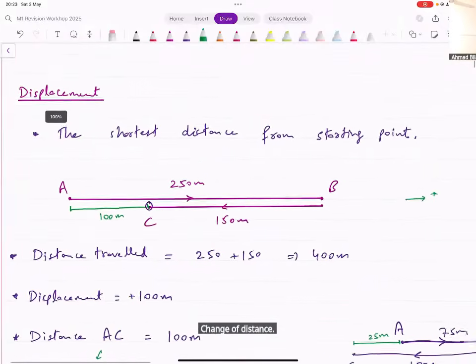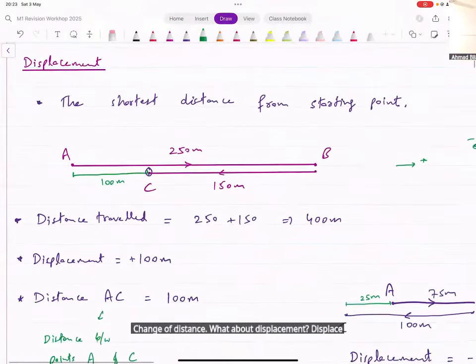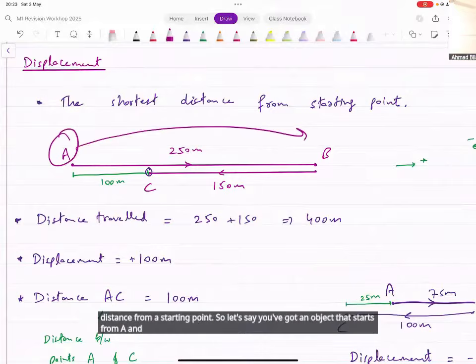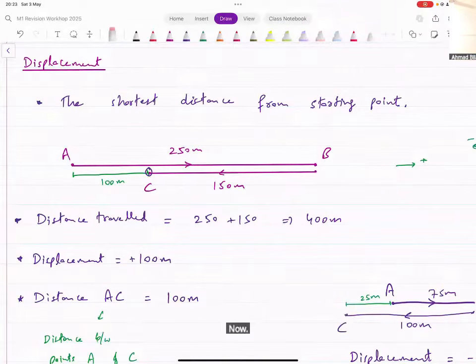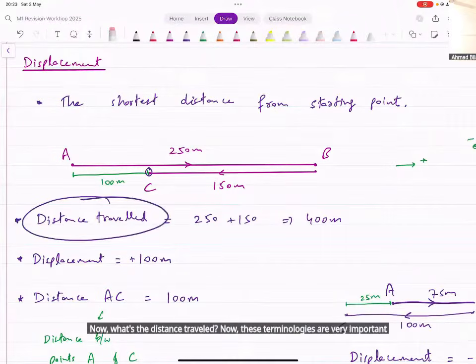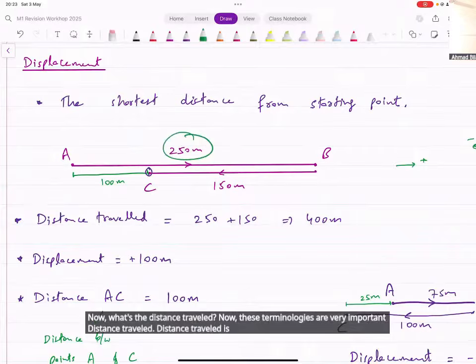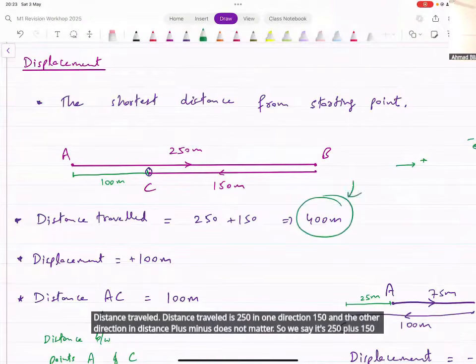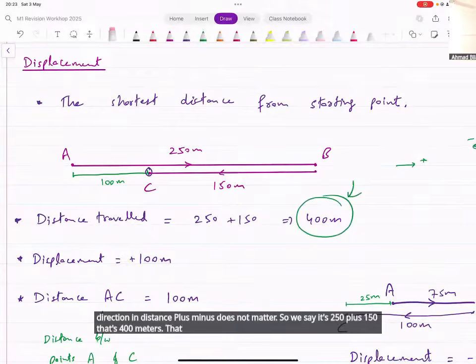What about displacement? Displacement is the shortest distance from a starting point. So let's say you've got an object that starts from A and it goes to the point B and then it comes back to C after that. Now, what's the distance traveled? Now, these terminologies are very important. Distance traveled is 250 in one direction, 150 in the other direction, and distance plus minus does not matter. So we say it's 250 plus 150. That's 400 meters. That's the total distance that is traveled.